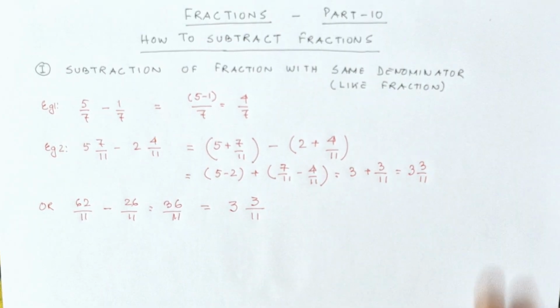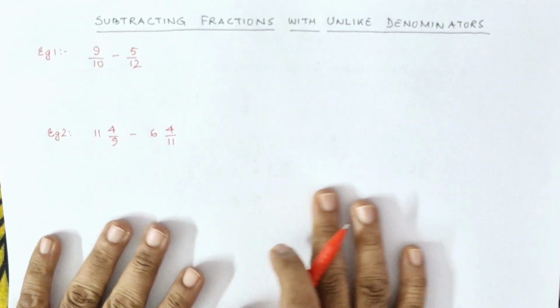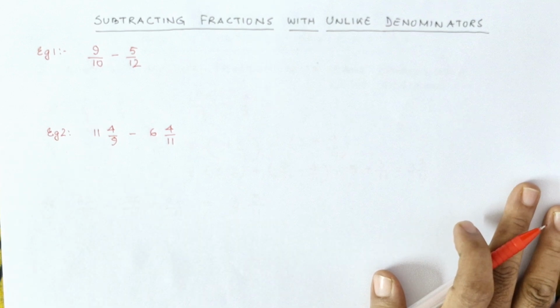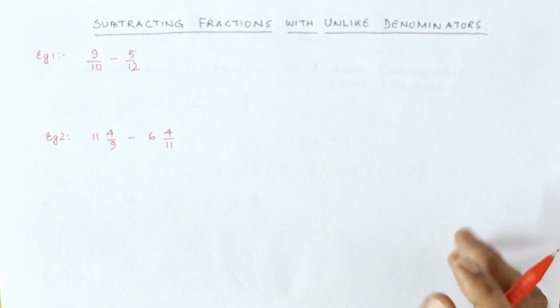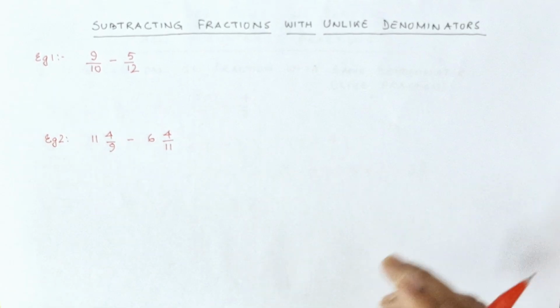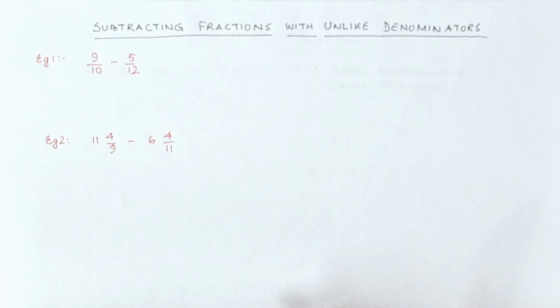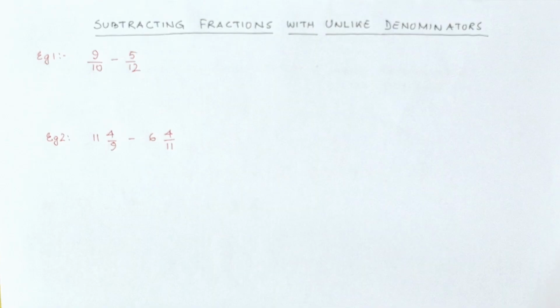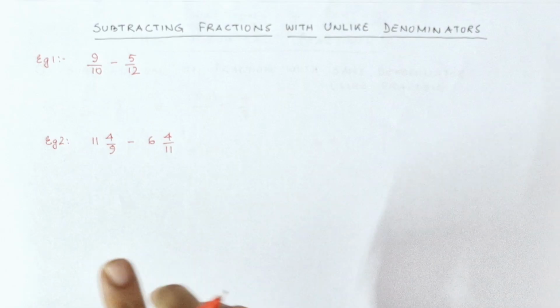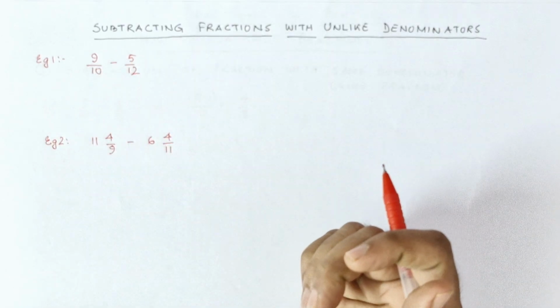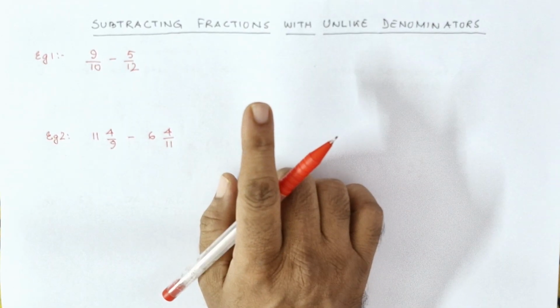Now let's come to the main topic of this lecture, that is subtracting fractions with unlike denominators. So you know what happens with unlike denominators in addition, which you have seen. So in addition, what have we seen? We have converted these fractions into common denominators by finding the LCM.